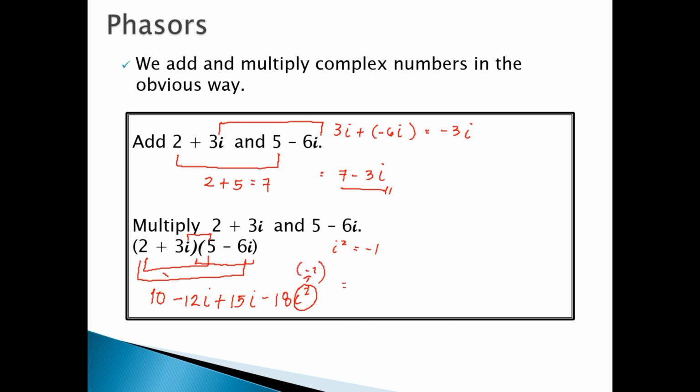So simplifying, we'll have 10, negative 12i plus 15i is equal to positive 3i. The negative 18 times negative 1, that is positive 18. So 10 plus 18, that will be 28. Then plus 3i. So this is our final answer.